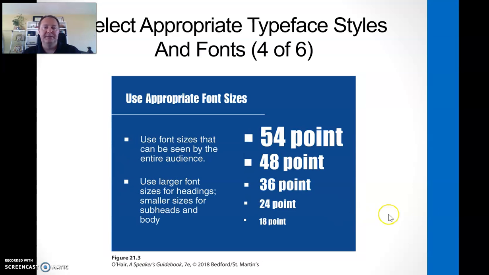And here we see the different types of font sizes. This is a 54 point. These letters and numbers are very big, and it goes on down to 18 point. So you want to use font sizes that can be seen by the entire audience, and use larger font sizes for headings and smaller sizes for your subheads and the body.